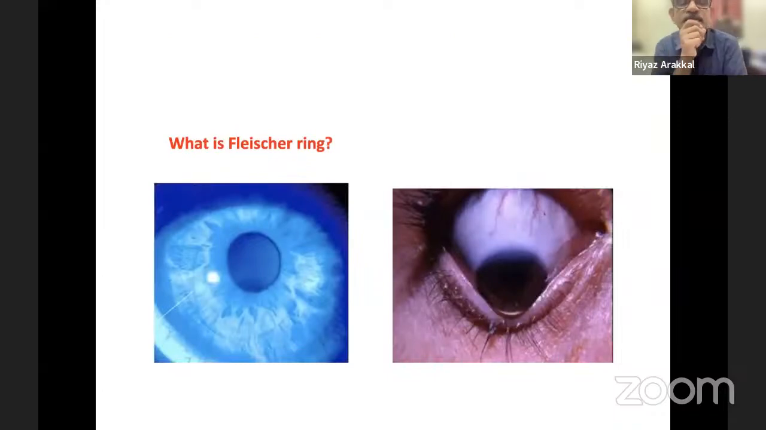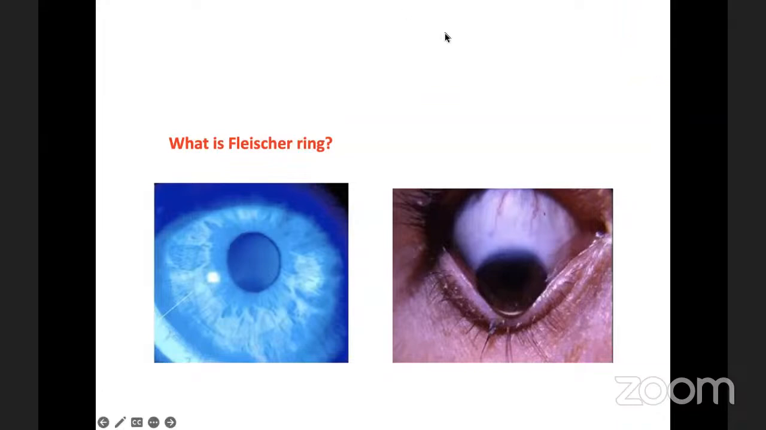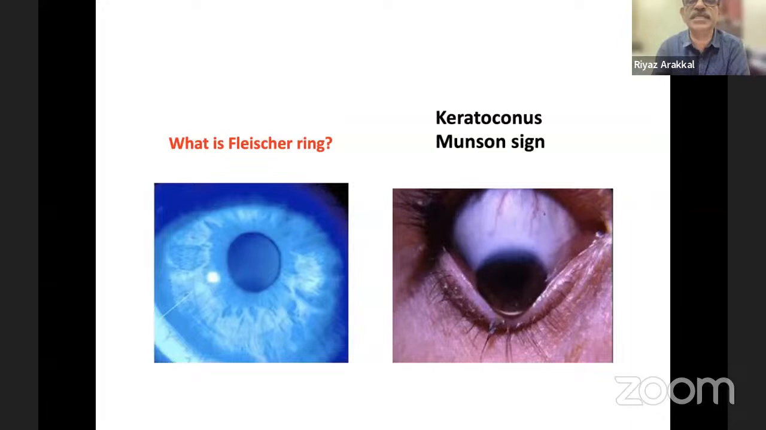What is Fleischer's ring? We have been discussing the Kayser-Fleischer ring. What is Fleischer ring? Anybody in the chat box? So the answer is keratoconus, I think. That's right, keratoconus. So Fleischer's ring is in keratoconus, and the clinical sign of keratoconus is Munson's sign. What is deposited in Fleischer ring? Iron deposition. It's actually hemosiderin.